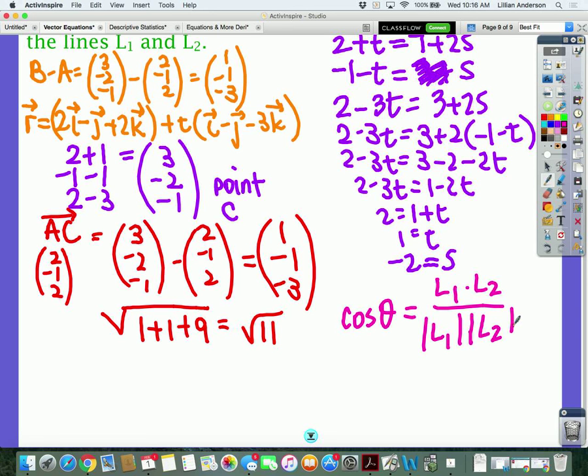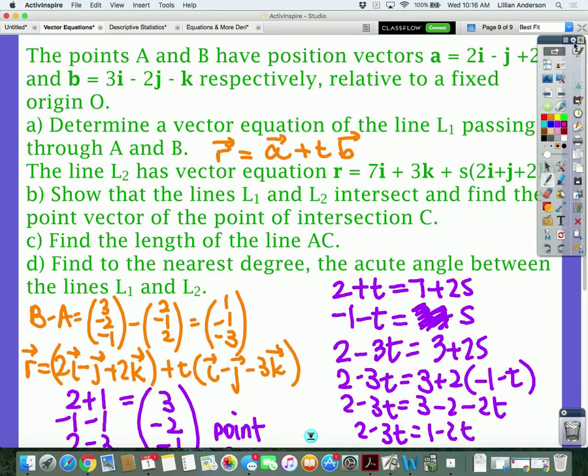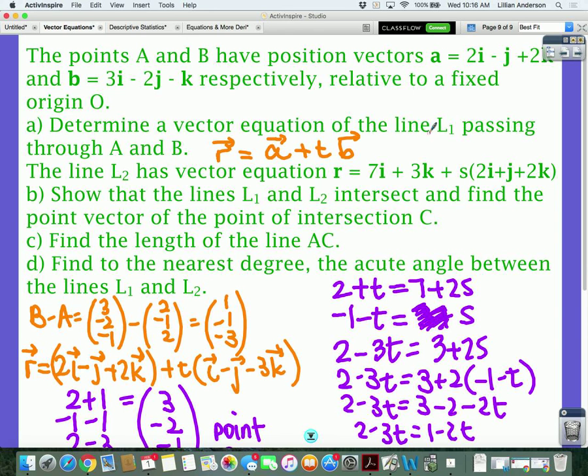So look at L1. I'll scroll back if we need to. 1, -1, -3. Okay? Determine the equation of line L. Okay, it was this right here. So you're going to use this vector. That's L1. And L2, you're going to use this vector. You use the direction vector when you're trying to figure out the angle. Does everybody have those? Find the dot product between those.